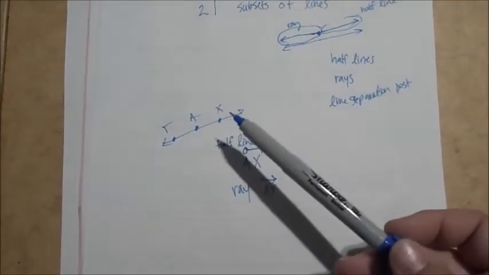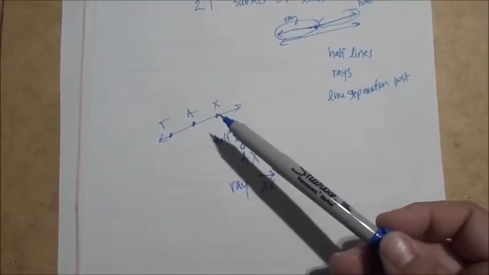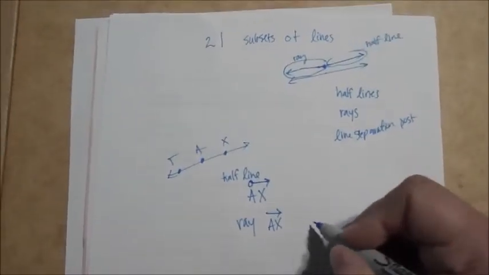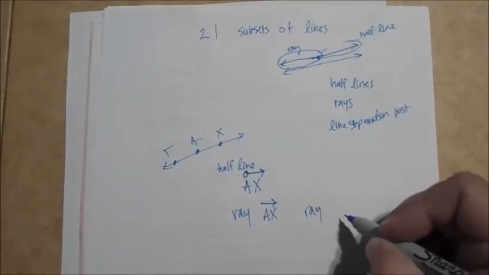So let me just give you a couple other things that you could see from this line. Now, I could say that I want to do ray XT. You don't have to put the word ray in front of it. I'm just showing you.